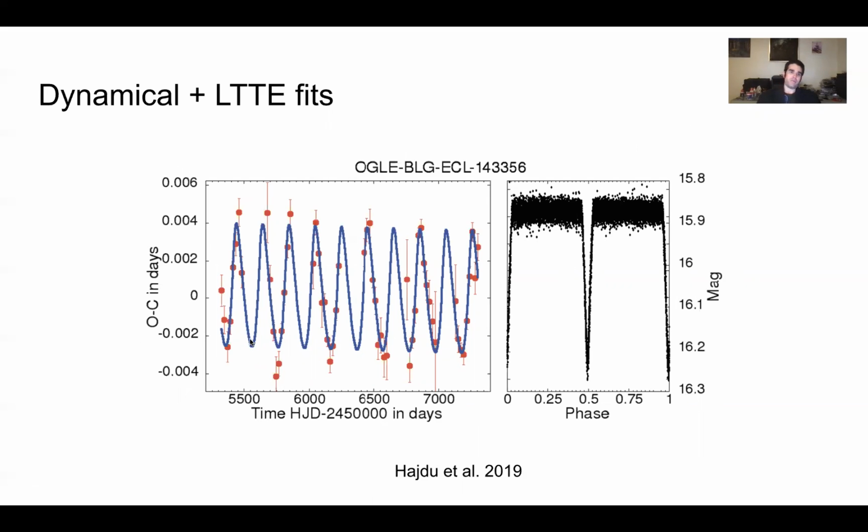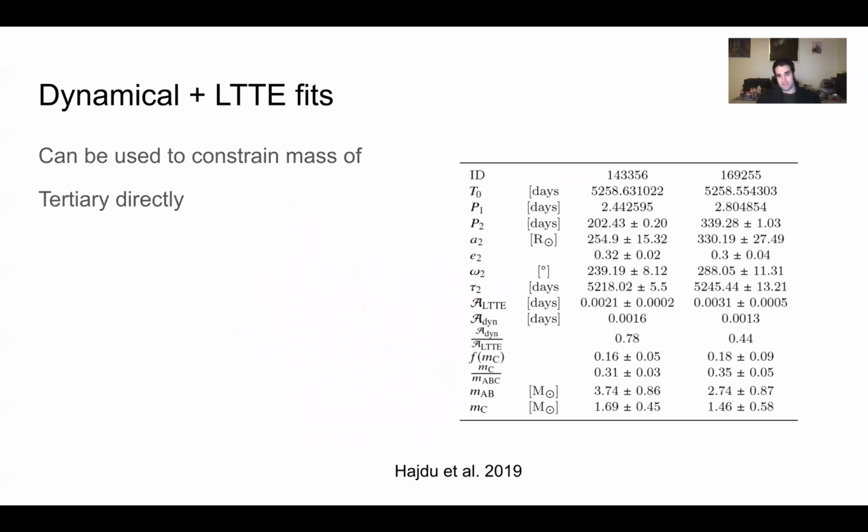But when you combine these two things together, you can directly infer the masses of the different stars in the system, including the tight binary. Whereas if you have light travel time only, you can only infer the lower limit of the mass of the tertiary. And so this is for the combination of the two effects for two systems, where you have the masses of the different stars right here.